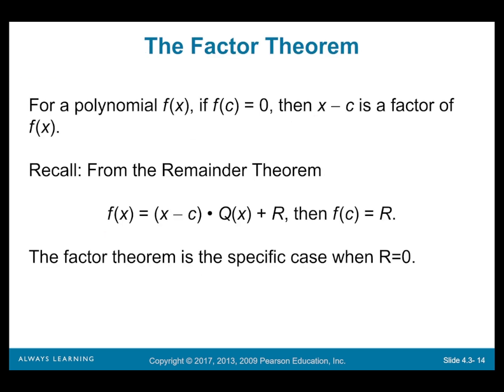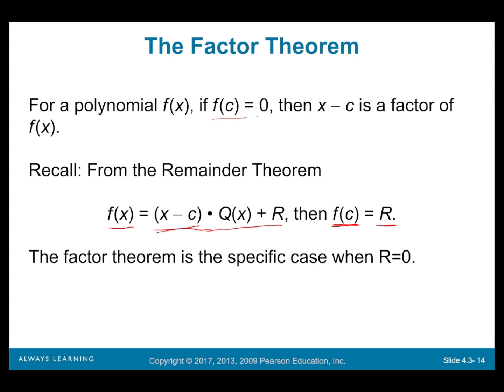This all brings us to the factor theorem, which says for a polynomial f of x, if f of c equals 0, then x minus c is a factor of f of x. This feels familiar, but it's actually the opposite direction of what we had before. From the remainder theorem, we note that if f of x can be written in this format, where x minus c is one of the factors, then f evaluated at c is our remainder. And that also tells us if the remainder is 0, so essentially it's gone, then c is a 0 of f of x.